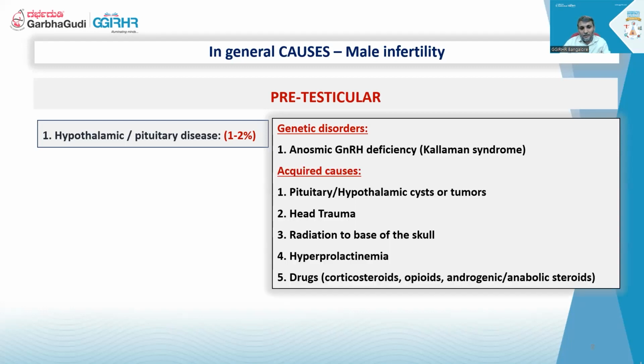Other pre-testicular causes are acquired causes like pituitary tumors or hypothalamic tumors or cysts, head trauma, radiation to the base of the skull, hyperprolactinemia, and some drugs like corticosteroids. These come under acquired causes. Pre-testicular causes can be treated by hormonal supplementation.